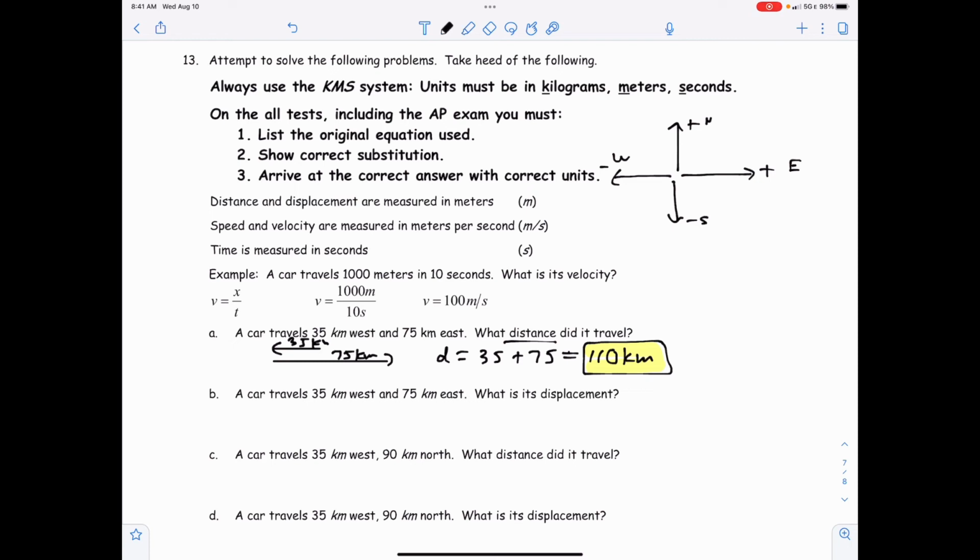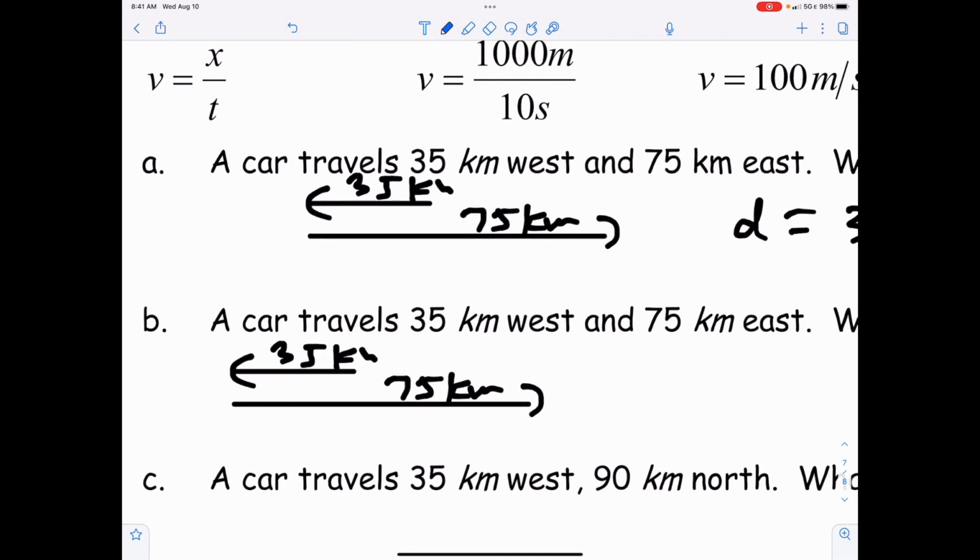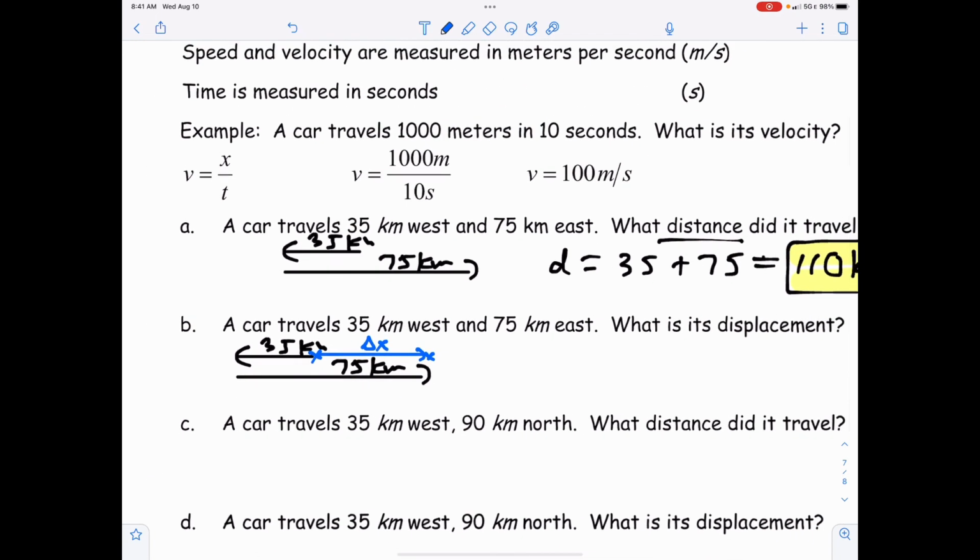Part B, car travels 35 kilometers west, so I'm going to copy the exact same picture, and 75 kilometers east. This time, what is the displacement? Well, the displacement, I'm going to zoom in on the picture, is really just a straight line from start to finish, meaning the blue arrow that you see right there. That's going to be the displacement. And you can see it's pointing to the right.